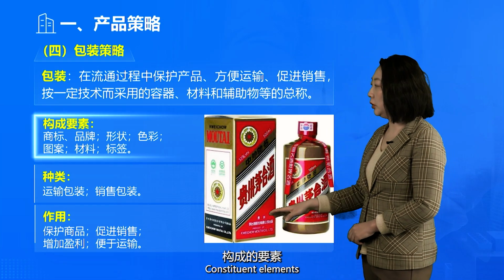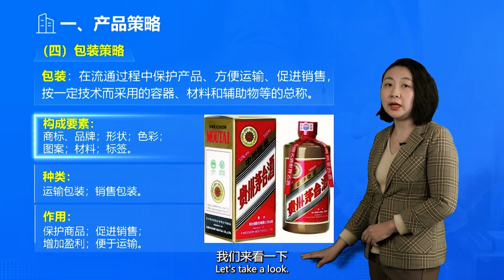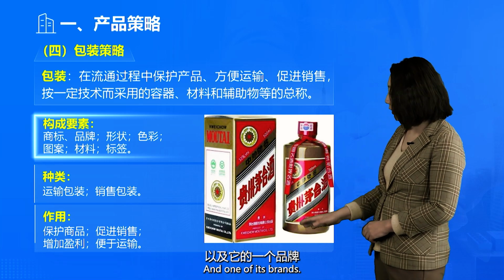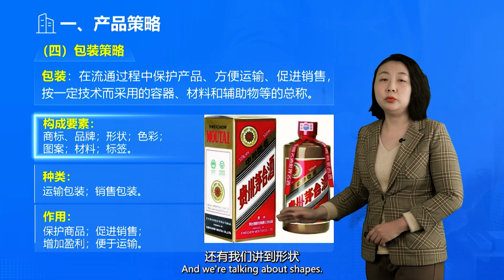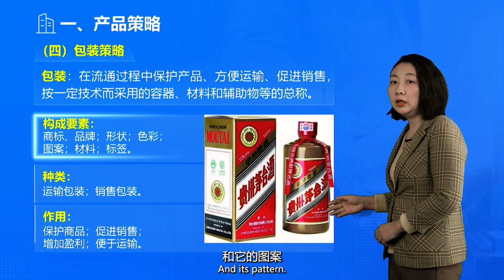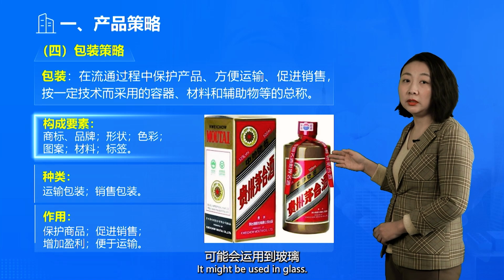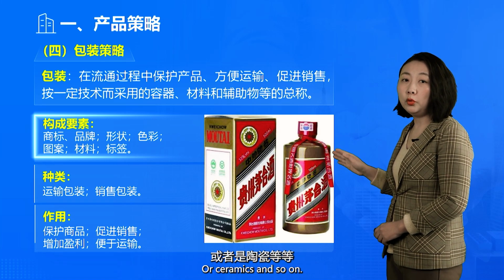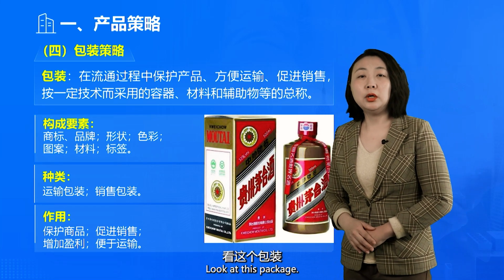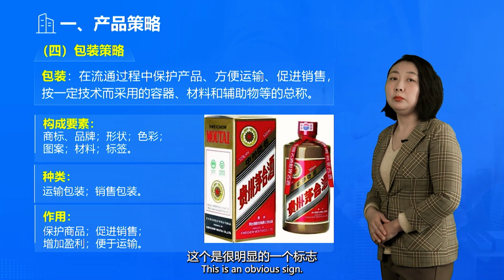Its constituent elements: we can use Duoliquor as a case and take a look. It has the trademark of Duoliquor and one of its brands. As for shape and colors, they are red and brown, and then its pattern. When we talk about materials, it might use glass or ceramics and so on. Looking at this package, we can recognize at first reaction that this is Duoliquor. This is an obvious sign.